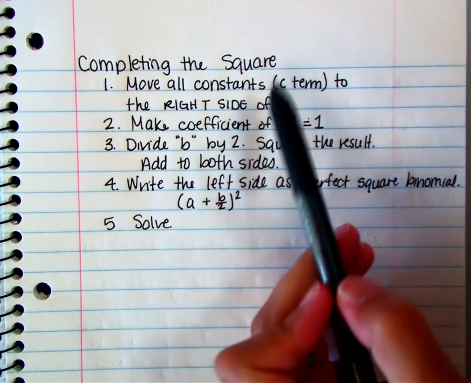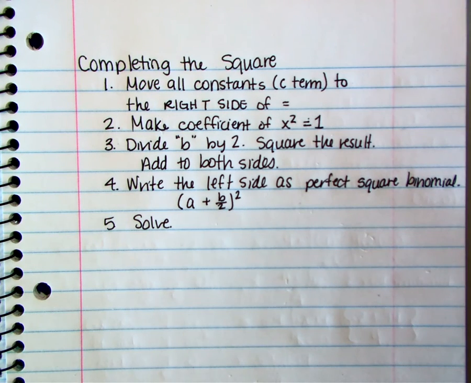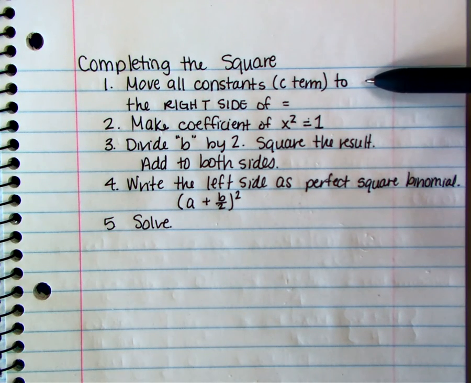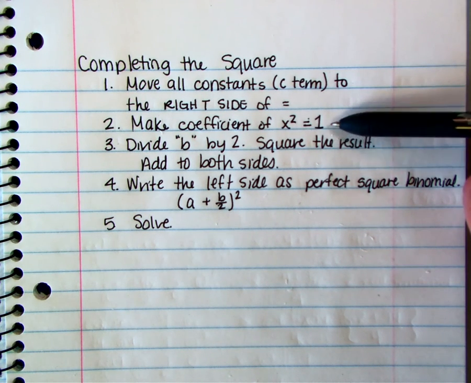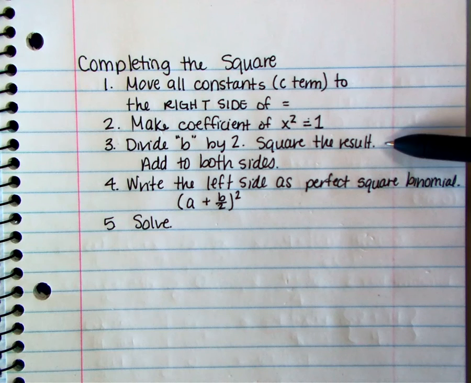So I've listed out all of your steps, and the more you do it, the more familiar you'll be with it. The first step is to move all constants to the right side of the equal sign. That just means your C value, your constant, your number. After that, you want to make sure your leading coefficient, the value in front of x squared, is 1. If it's not, we'll divide it out. Next step is to divide your B value by 2 and square it, and then add it to both sides.